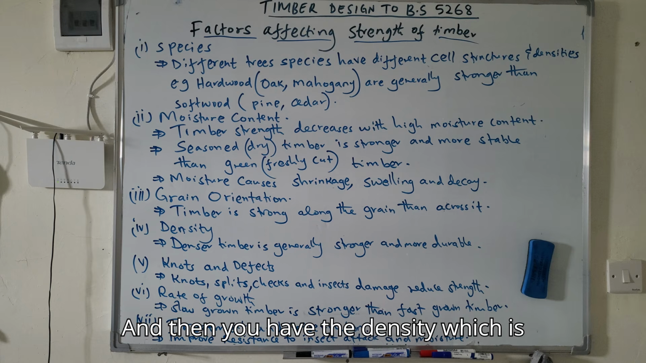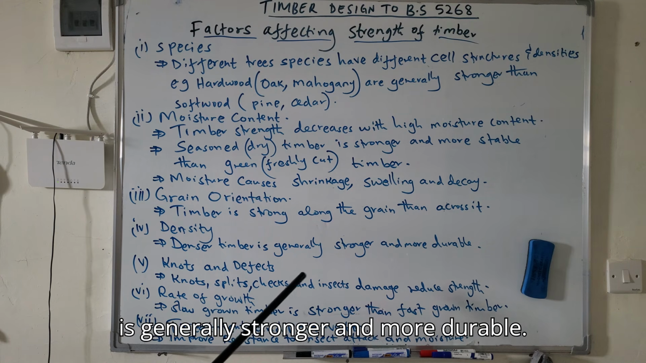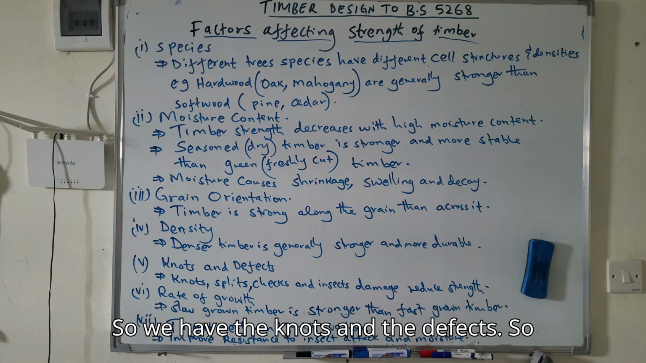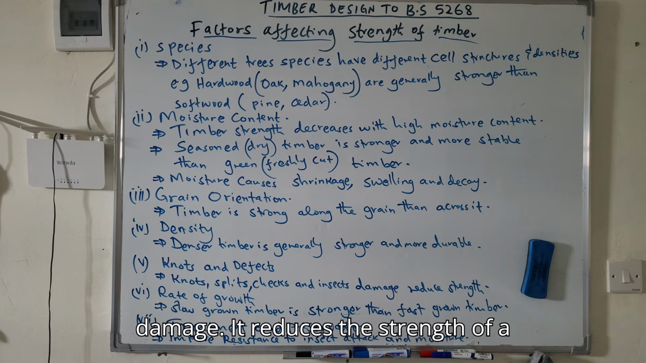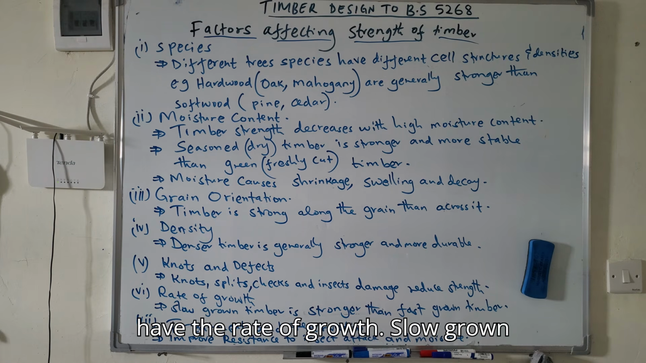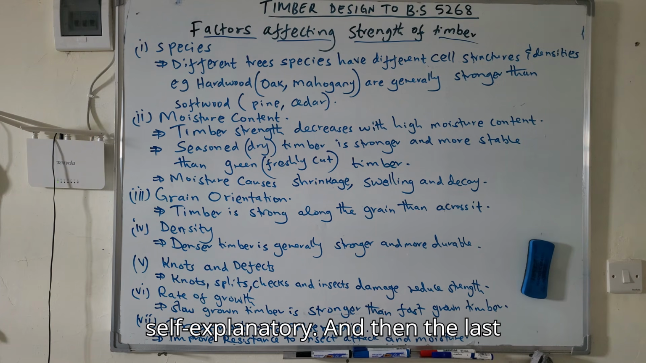And then you have the density, which is the fourth one. Denser timber is generally stronger and more durable. Then we have the knots and the defects, which is number five. Knots, splits, checks, and insect damage reduce the strength of a timber. And then number six, we have the rate of growth. Slow grown timber is stronger than fast grown timber. That is self-explanatory.